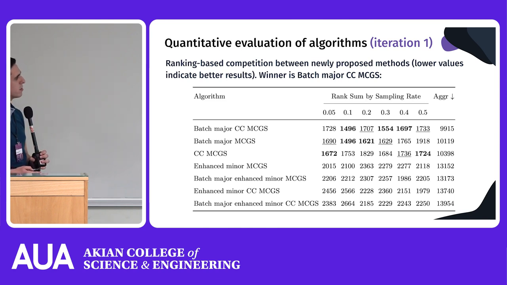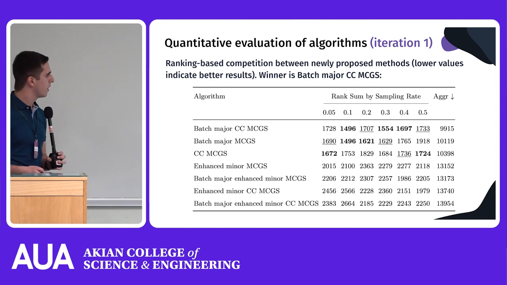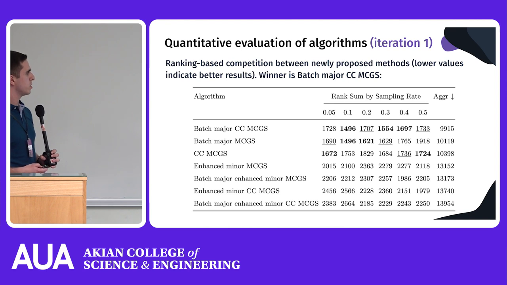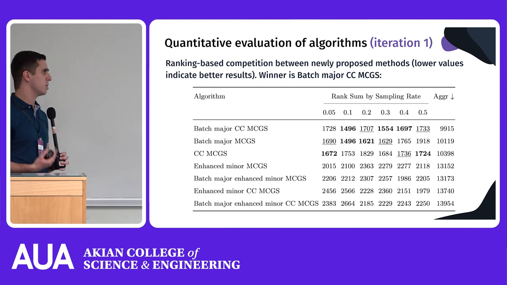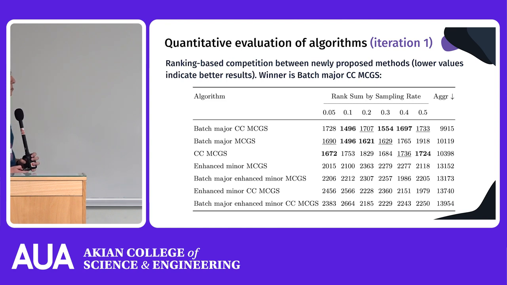It actually means that the algorithm with the smallest amount of final aggregated points has appeared at the topmost times. So this is the best approach. And what we do first, using this ranking mechanism, we try to identify which approach is the best among the ones that we proposed. And we identified that batch major CCMCGS, meaning the combination of batch major and connected component approaches, actually is the best one that we can offer. It gets almost 10,000 points, and we see that it is in the first position.